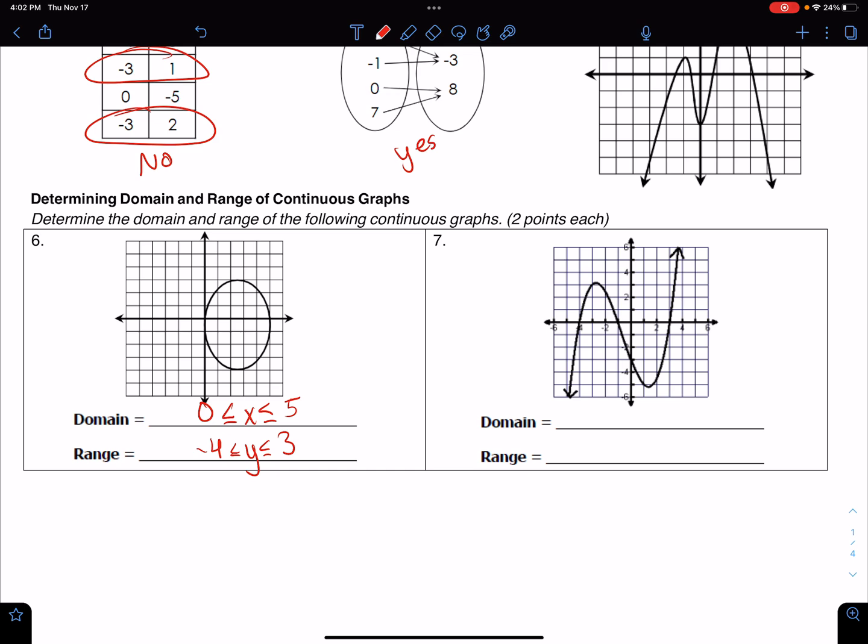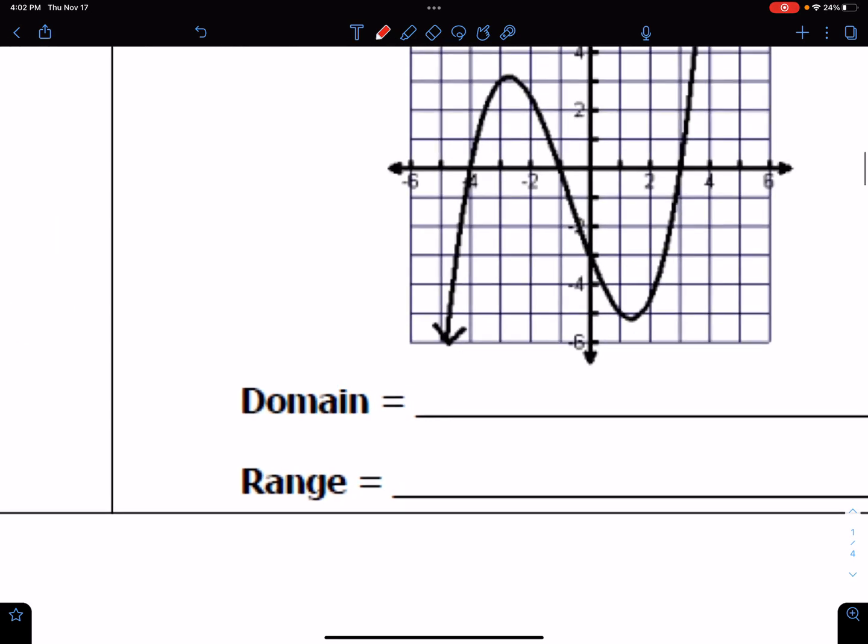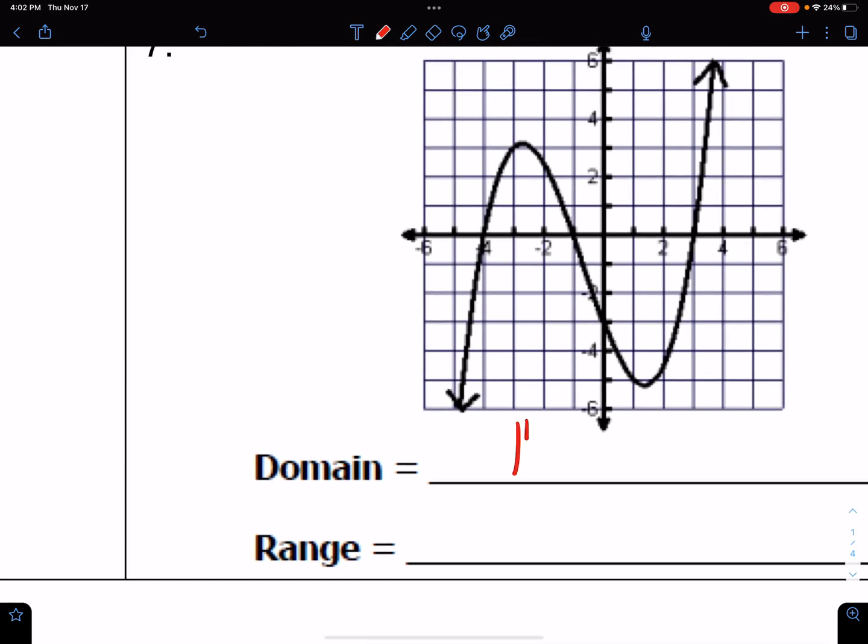So it's all real numbers, but the fancy way to write this is I draw a little R with an extra line through it. And that says all real numbers. In the same way, my range goes from negative infinity to positive infinity. So that's also all real numbers.